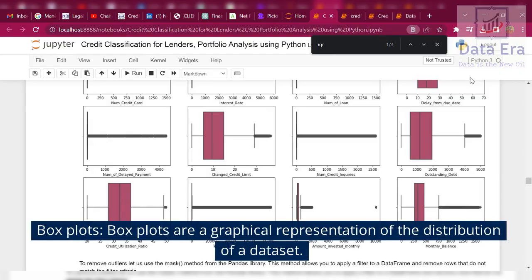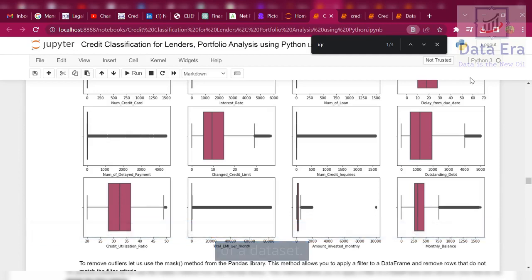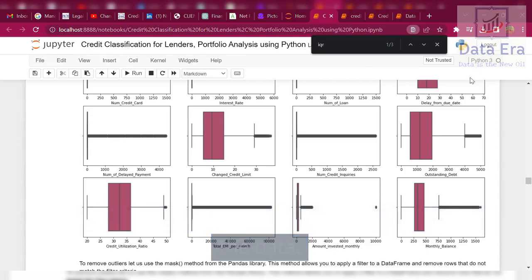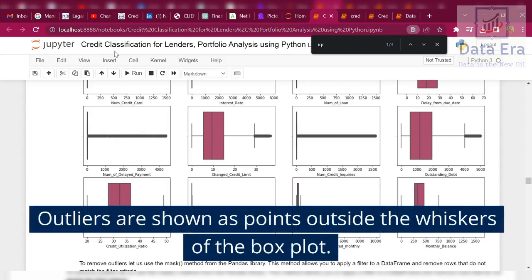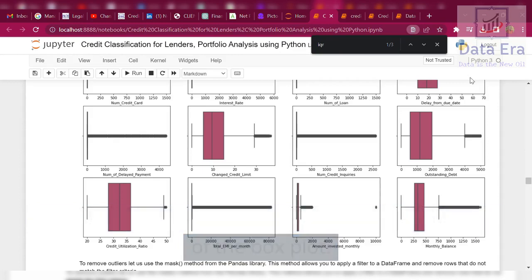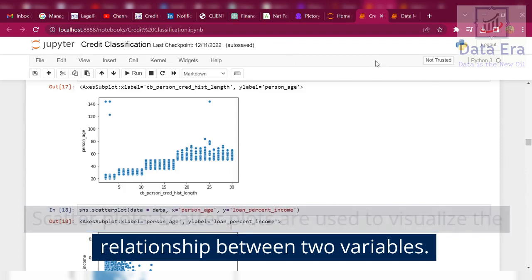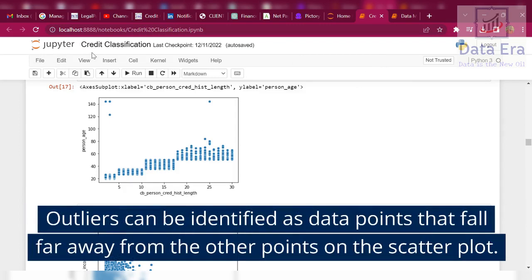Box plots. Box plots are a graphical representation of the distribution of a dataset. They show the median, quartiles, and outliers of the data. Outliers are shown as points outside the whiskers of the box plot. Scatter plots. Scatter plots are used to visualize the relationship between two variables. Outliers can be identified as data points that fall far away from the other points on the scatter plot.